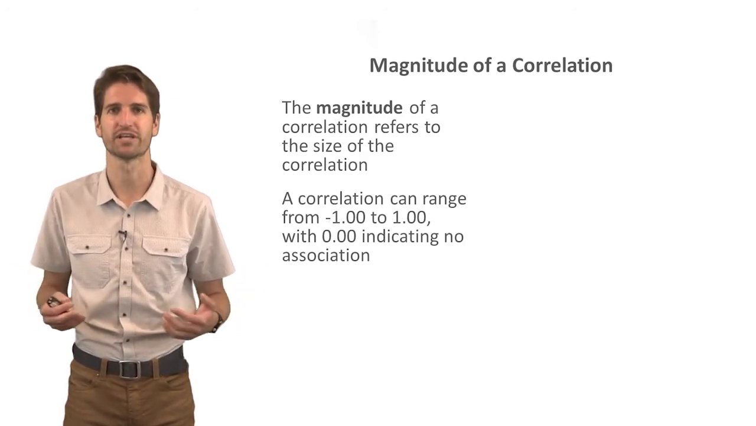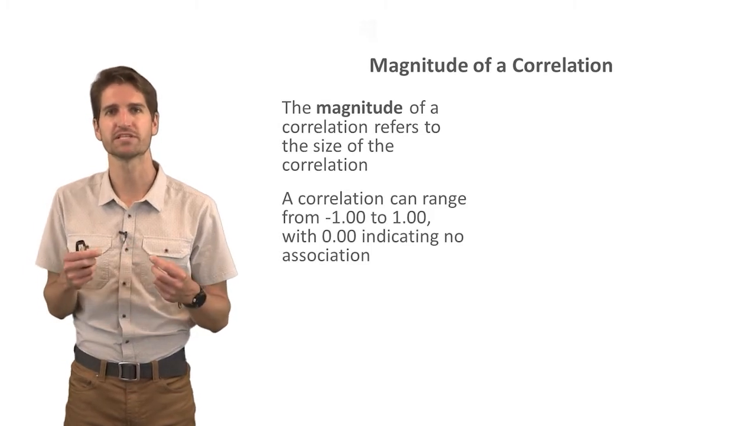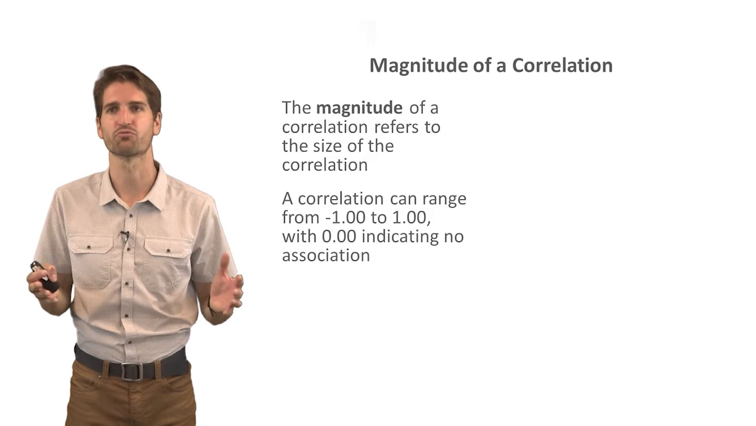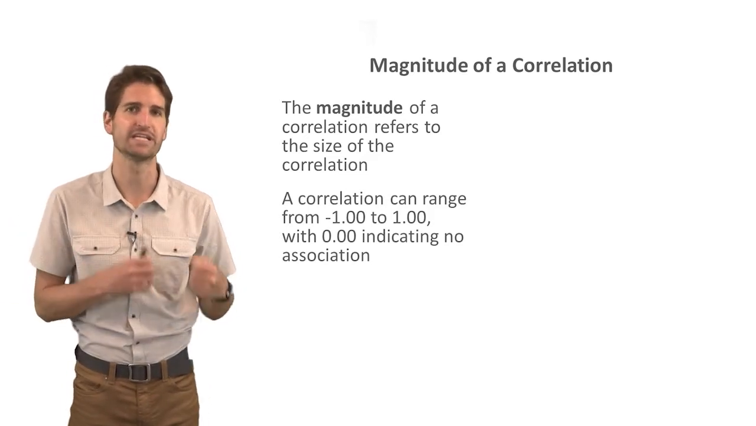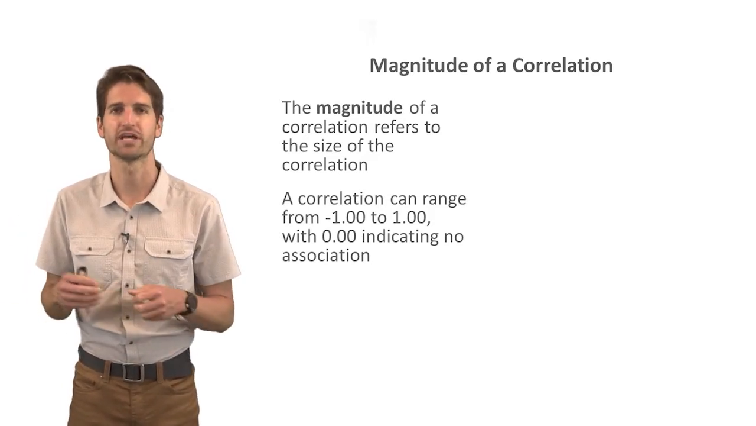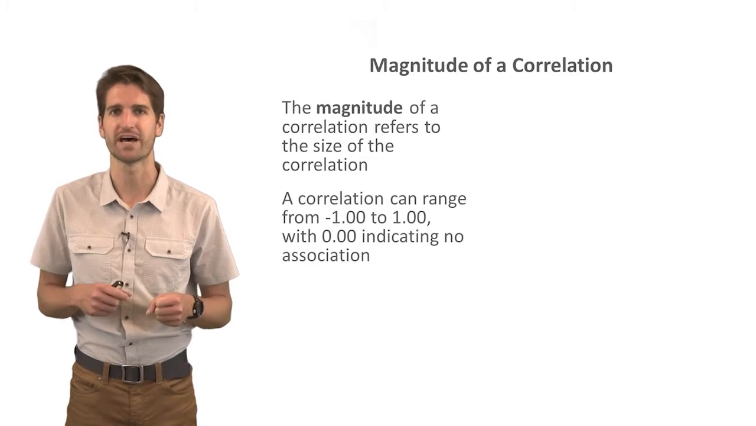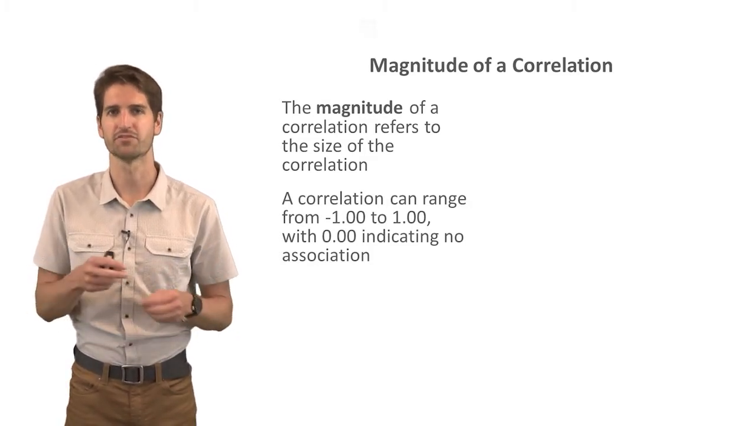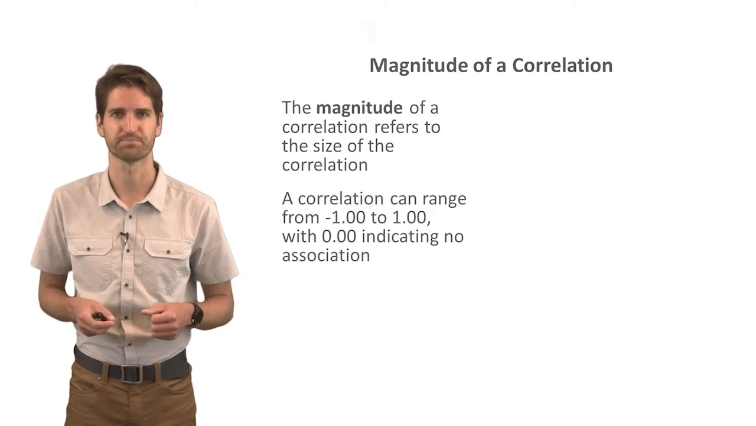Let's move on to the magnitude of a correlation, which really refers to the size or how big that correlation actually is. You need to remember that this is magnitude in terms of absolute value. So you can have a really large positive and a really large negative correlation. Ignore whether it's a positive or negative value, and instead just focus on the value itself, independent of the minus or the positive sign.